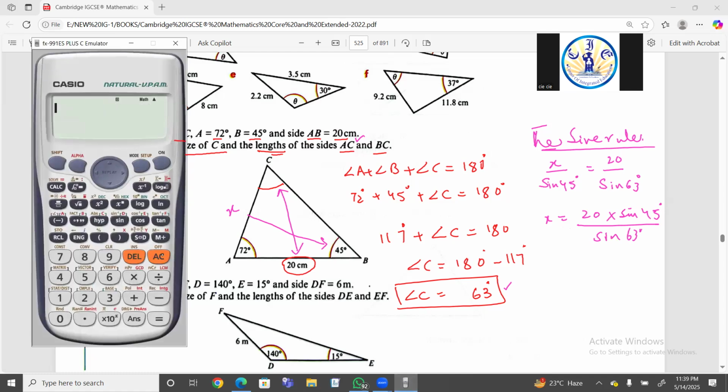Now since we need to calculate the side, to calculate the side x, I haven't used the sine inverse format, because that sine inverse is to calculate the angle, not the side. And then sine 45 divided by sine of 63 degrees. So the answer is going to be 15.87.